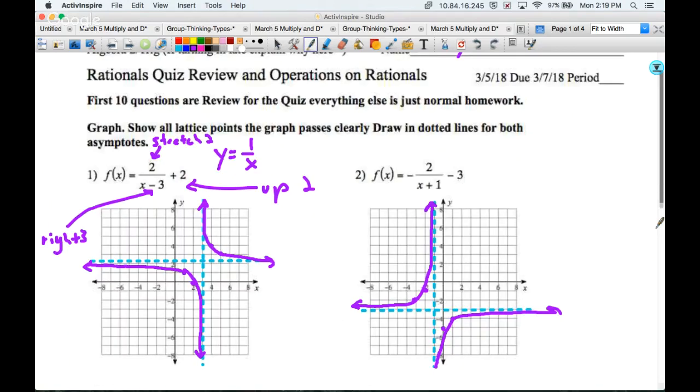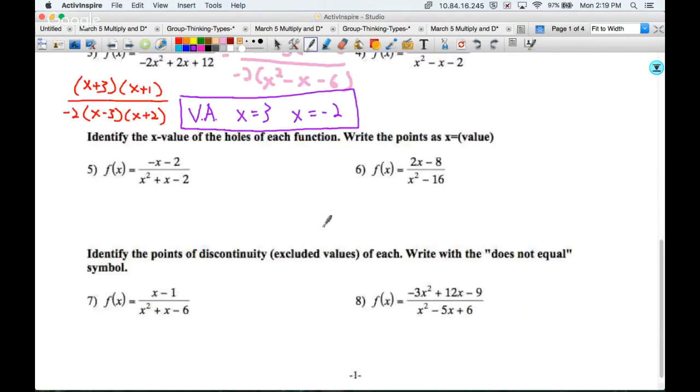Let's look at 5 and 6 here. Identify the x value of the holes of each function. Let's do the second one since we have to do slightly different factoring. In the top, I'm able to pull out a 2, leaving behind an x minus 4. And the bottom is going to be x plus 4 times x minus 4. Those are two numbers that multiply to be negative 16 but add up to be 0. There's no b term. These are also called conjugates.